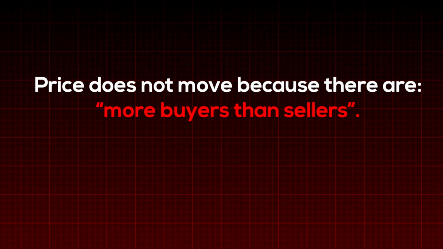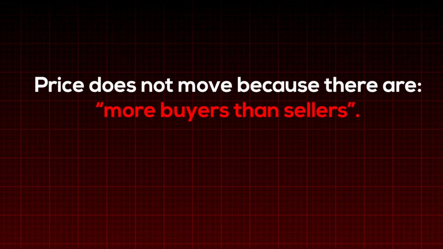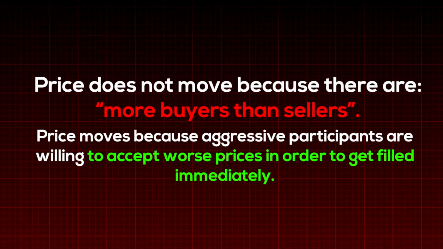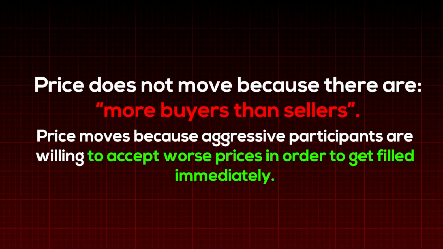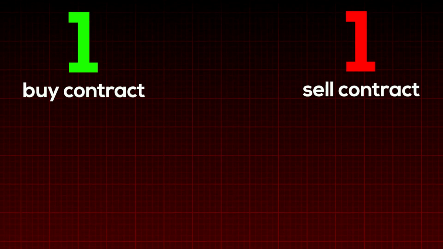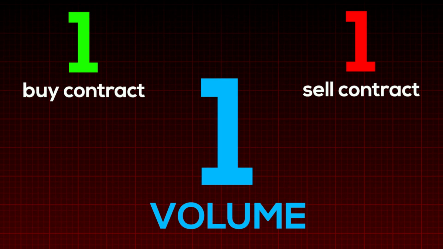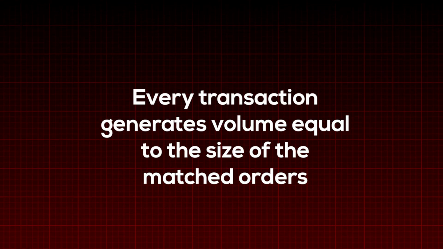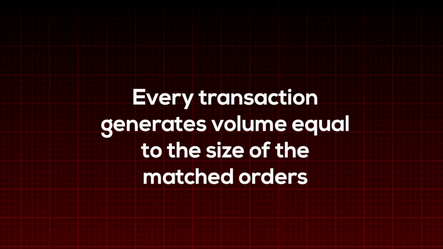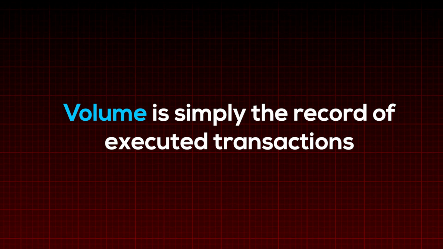Price does not move because there are more buyers than sellers. Price moves because aggressive participants are willing to accept worse prices in order to get filled immediately. Whenever one buy contract matches one sell contract, 1 unit of volume is recorded. Every transaction generates volume equal to the size of the matched orders. Volume is simply the record of executed transactions.